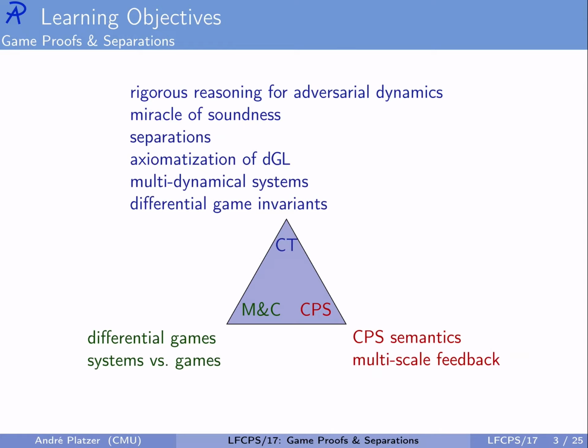Not because we will be developing new reasoning principles for hybrid games, because we've seen all of those in the previous chapter already, but because we will be aligning them, which of the ones are different in hybrid systems compared to hybrid games. Well, we will experience the miracle of soundness and separate sound reasoning principles for hybrid systems from sound reasoning principles for hybrid games. We'll also understand that we actually have an axiomatization of differential game logic by taking multidynamical systems principles at heart. We will study an extension of differential invariance to these differential games I mentioned a moment ago, differential game invariance.